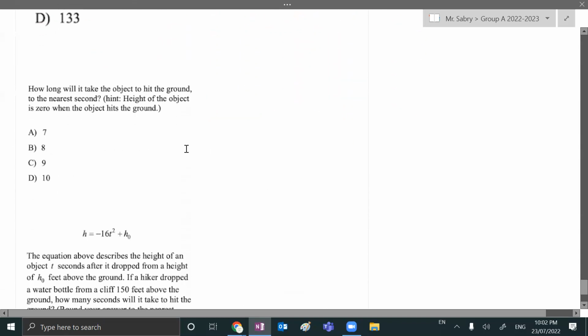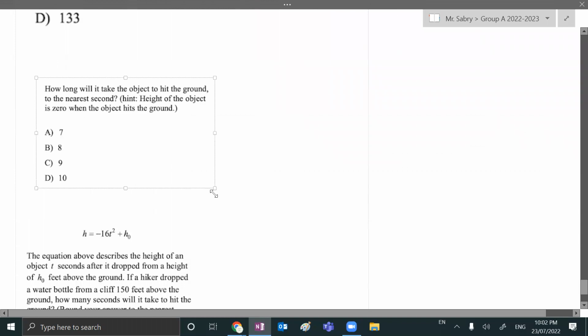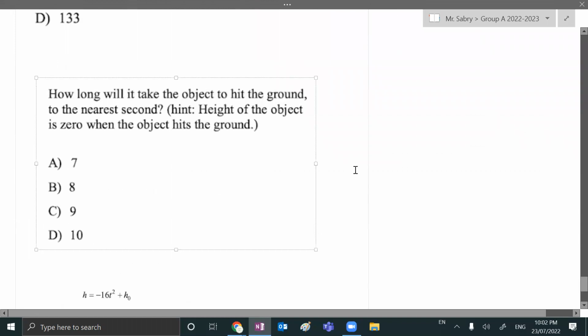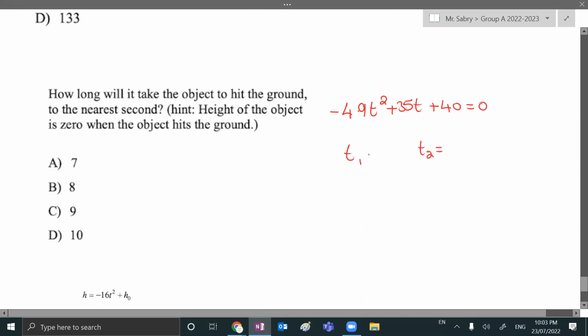Finally, how long will it take for the object to hit the ground? We said that for the object to hit the ground, this means that the whole equation must be equal to 0. So you just need to go to the calculator and put this function right there on mode 5.3. And that should give you T1 and T2. One of them will be negative and the other one is positive. We'll take only the positive one because it doesn't make sense to have time in the negative. So I'm just calculating it now.